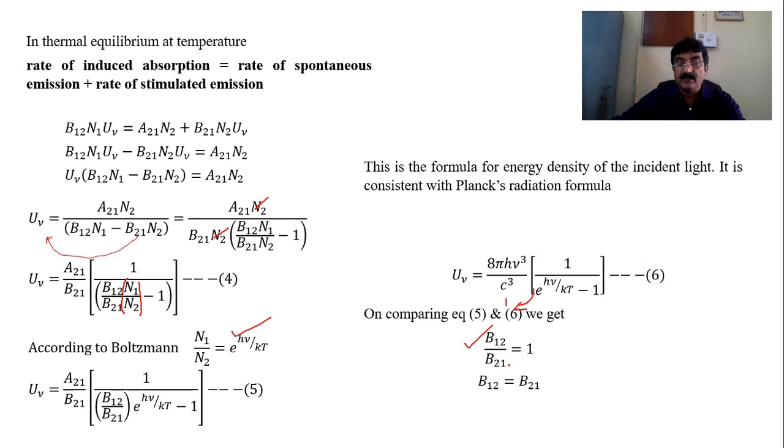And now cross multiply, I get B12 is equal to B21. This was my question. Conclude that B12 is equal to B21. Got it? So that's all about this particular question. This is a very important question.